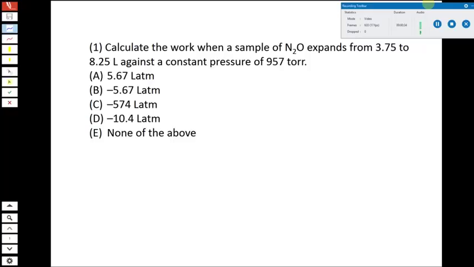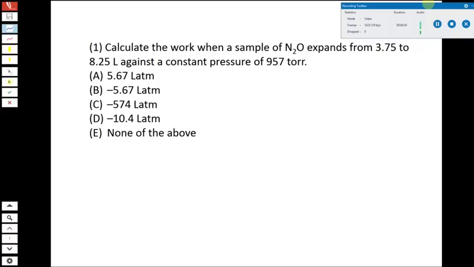So the first question here, as you recall, this exam question covers chapter 7, 8, 9, and the questions are roughly in order of those 3 chapters, and that'll be the case on your actual exam as well. So the first question deals with expansion work. We want to calculate the work when a sample of N2O expands from 3.75 to 8.25 liters against a constant pressure of 957 torr.